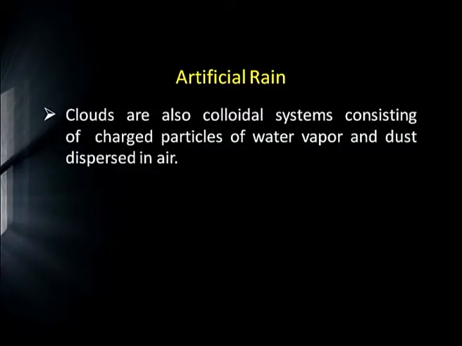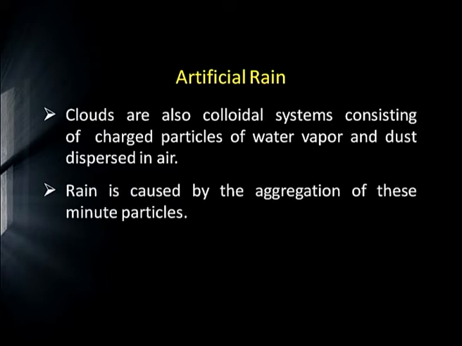Artificial rain. Interesting it is. Why it is interesting? We know that clouds are colloidal systems consisting of water vapor of colloidal dimensions which are charged, and also there could be dust that is dispersed in air. How is the rain caused? The small colloidal particles of water vapor aggregate, become heavy and then fall as rain.